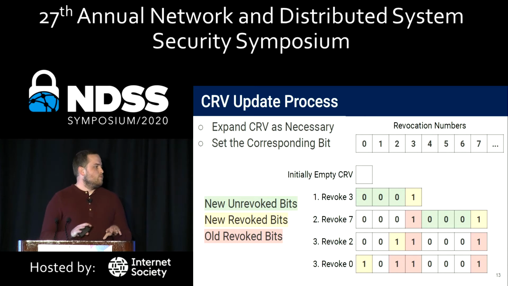So now that we understand how to map into the certificate revocation vector, it's important to understand how the actual update process works for a CA. So it's a simple process. Every CRV begins as an empty bit vector. And then as needed, it is expanded and then the appropriate bits set.